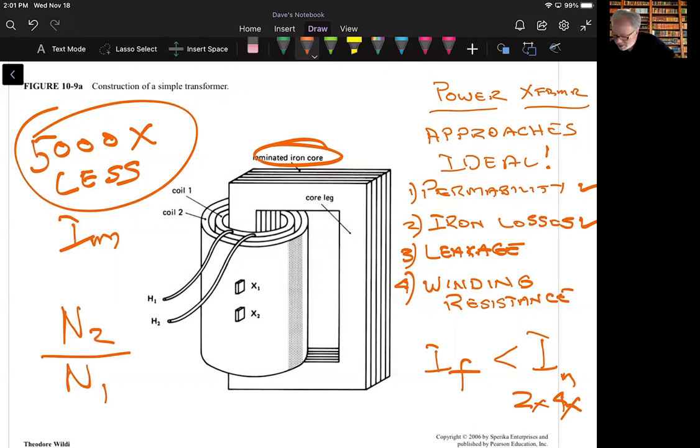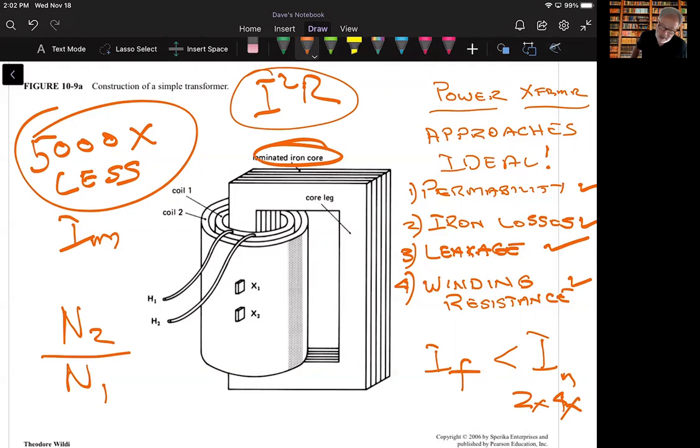Another consideration after leakage was winding resistance. The winding resistances, R sub 1 and R sub 2, are kept really low to reduce these I squared R losses. These are the things that cause the problem, the heating losses, and therefore a loss of efficiency. And so the winding resistances are kept very, very low.